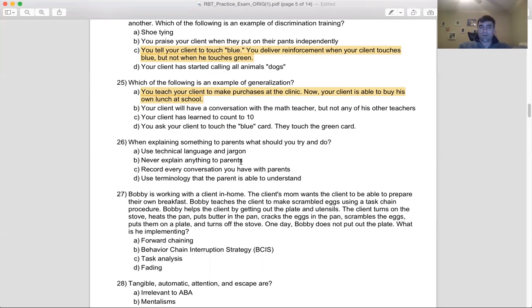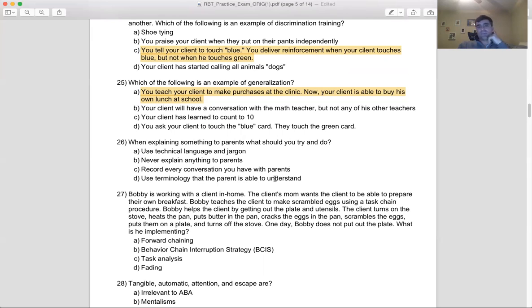So A is out. B, never explain anything to parents. Well, this just isn't right. You want to involve the parents. They want to know what's going on. So no, you should explain things to parents. C, record every conversation you have with parents. Now, this is just unnecessary. Unless there's something else going on, it's unnecessary. So C should jump out at you as no way.